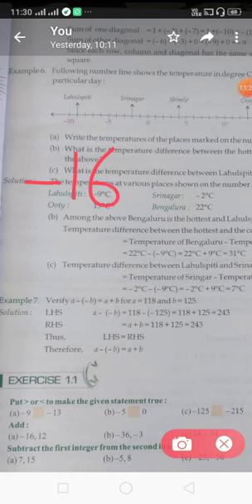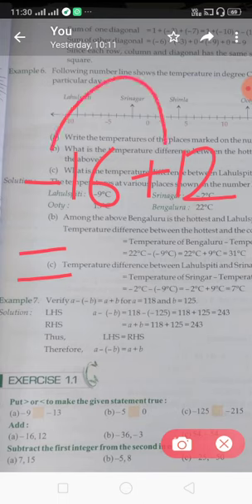Minus 16 plus 12, add it. So how do you add it? You add it here. When you add it, see here, minus 16 plus 12, here both places have the unlike sign. If both places have unlike signs, what will we do? Subtract. 16 minus 12, 4 difference.